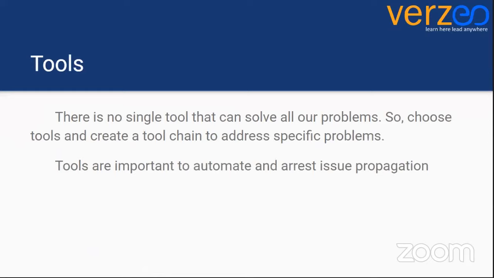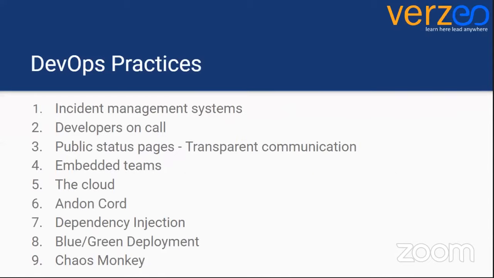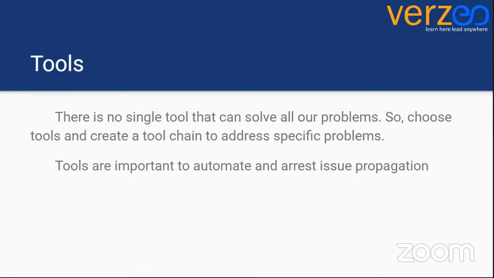So we have seen a lot of things. We have seen the CALMS principle, the three ways of thinking, systems thinking, and some of the important DevOps practices. Now we'll go to the tool structure. As I told you, if you go on Google for DevOps tools, you'll end up seeing hundreds of tools. There is no single tool which can address your complete problem.